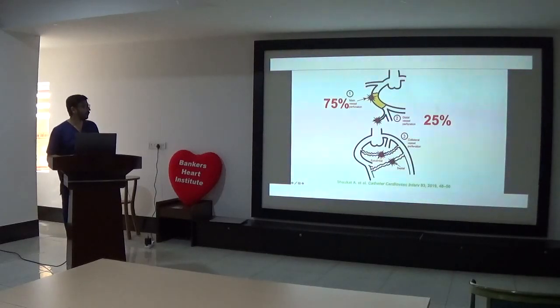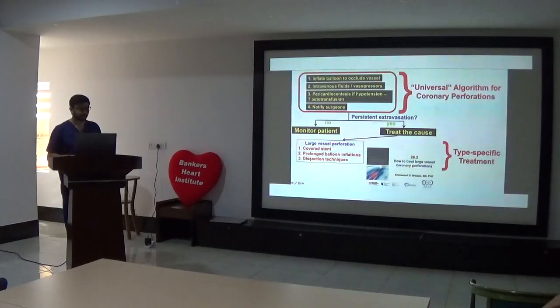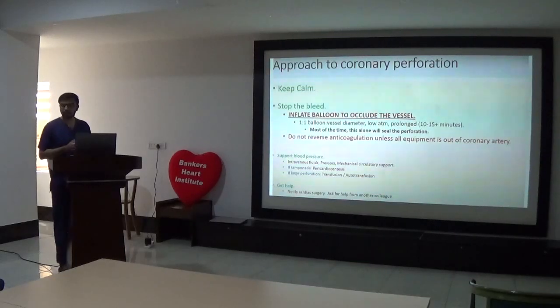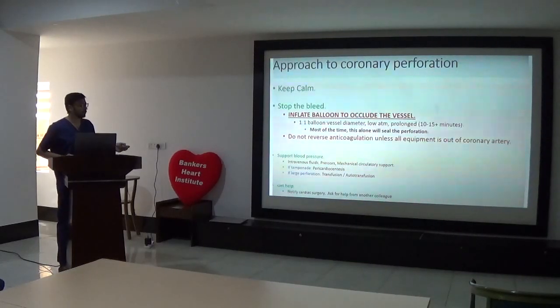Majority of the time, 75% of complications in coronary intervention, like CTO and atherectomy devices, lead to proximal or main vessel perforation. The remaining 25% is collateral and distal vessel. So again, we first focus on large vessel perforation. How to treat large vessel coronary perforation? First and foremost, keep yourself calm, and first inflate the balloon at the site of perforation or proximal to it.